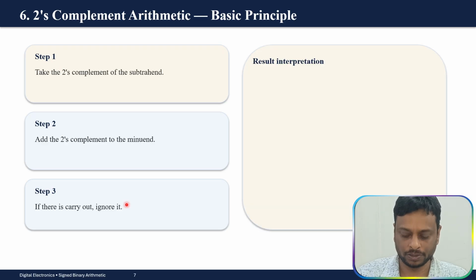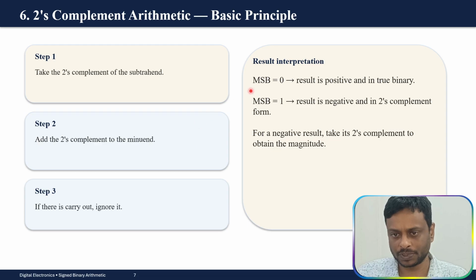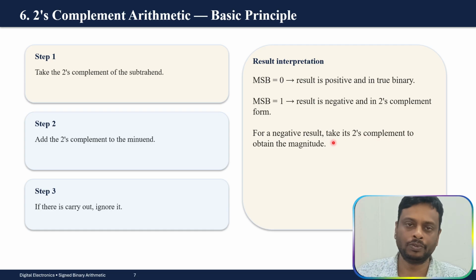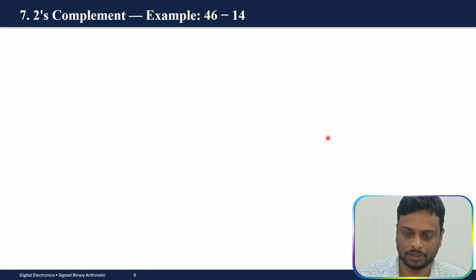Okay. So the result interpretation is the same. If MSB equals 0, the result is positive, and it is in the true binary form. If MSB equals 1, the result is negative, and it is in 2's complement form, so for a negative result you have to take the 2's complement to obtain the magnitude part. Okay. Let us check with some examples.